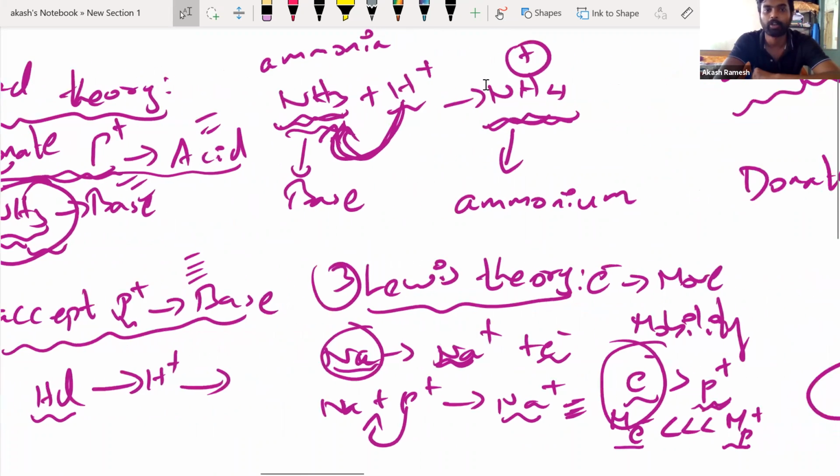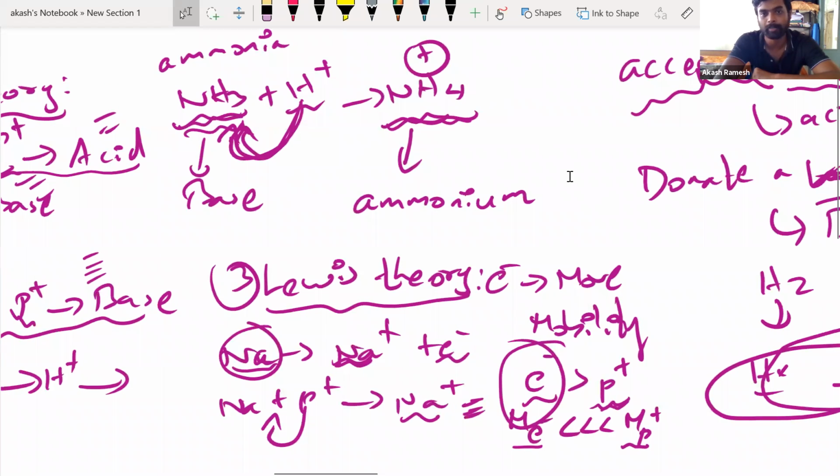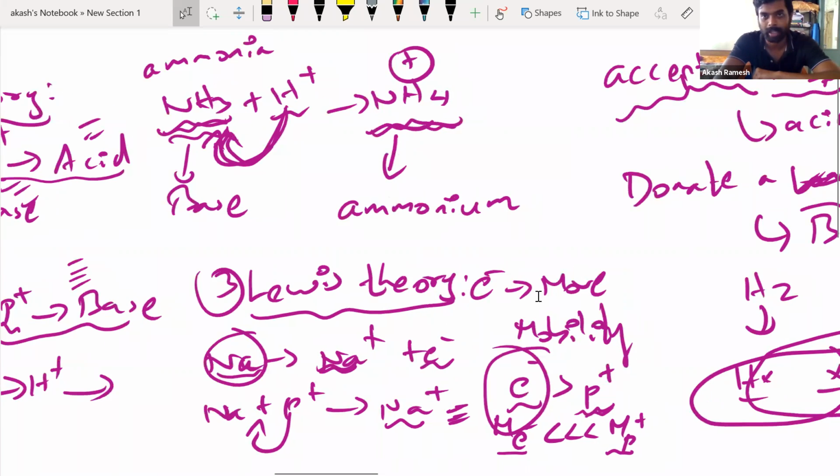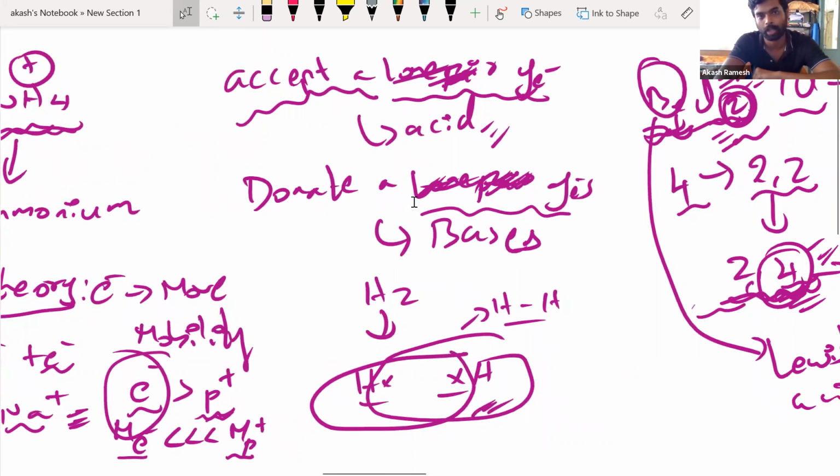Then we moved on to Lewis theory, which says in terms of electrons. I generally told you that we don't speak in terms of proton movement; we generally speak only in terms of electron movement. There are various reasons for this: electrons are smaller and have lesser weight, so they are able to move easily when compared to a proton. So whichever is able to donate a pair of electrons is called a base, and whichever is able to accept a pair of electrons is called an acid.